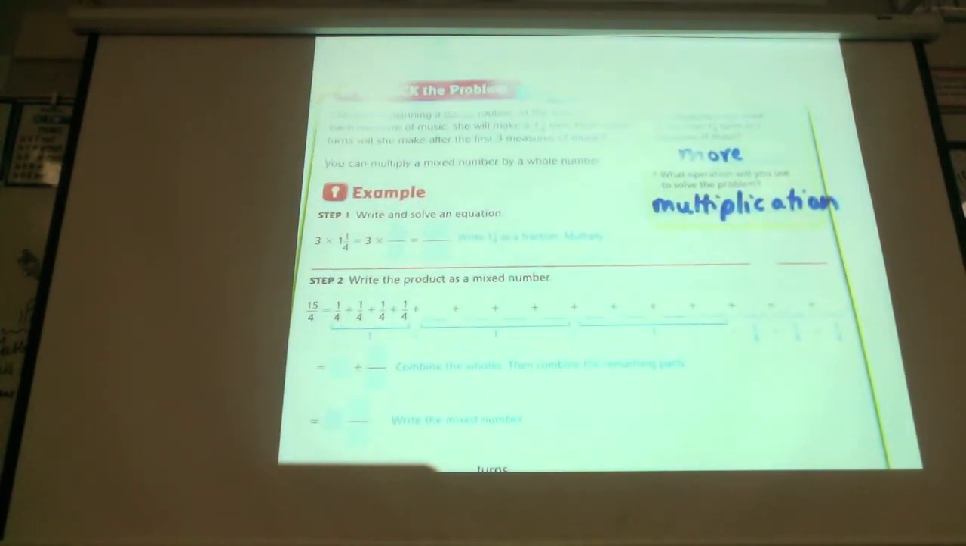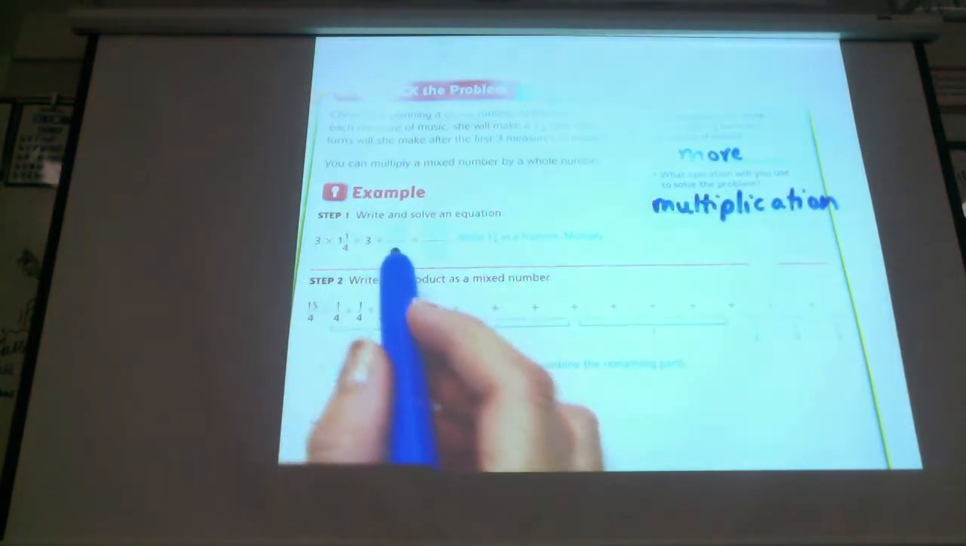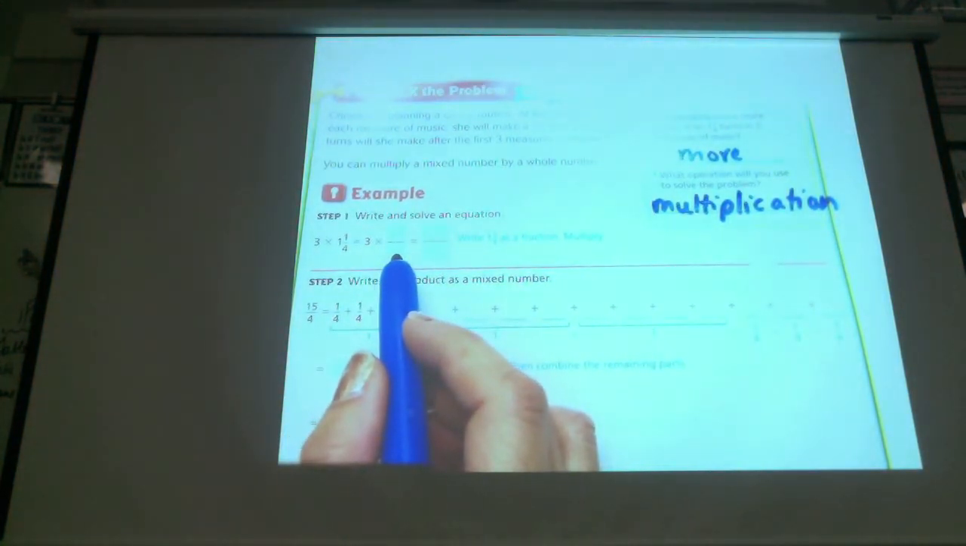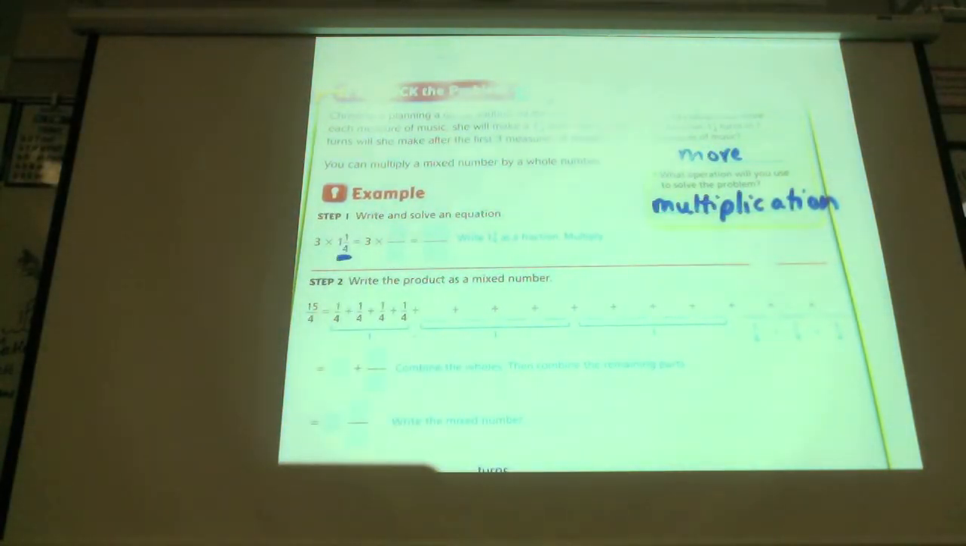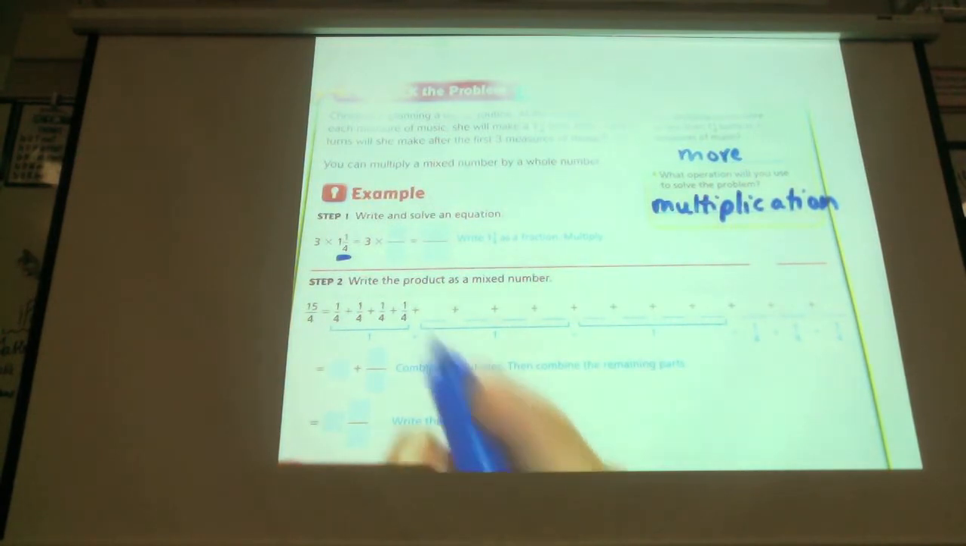The first thing I want to do, which is why for our warm-up exercise I had you change mixed numbers to improper fractions, is change this mixed number to an improper fraction. All right, so what did you get as the improper fraction? 5/4.